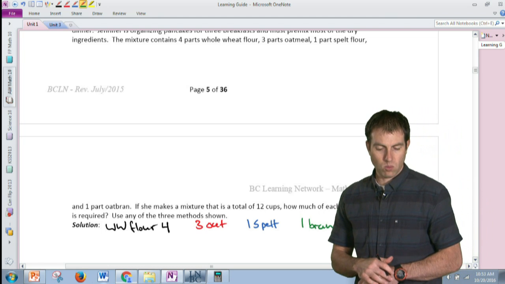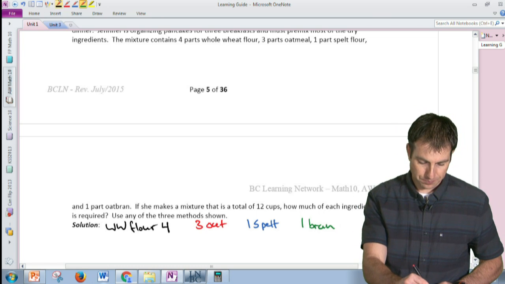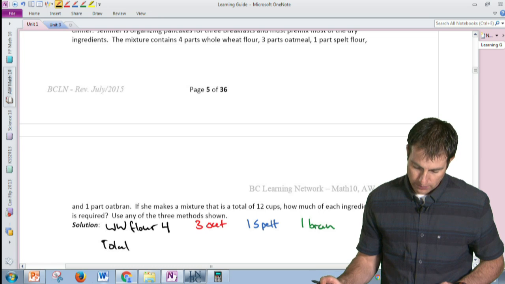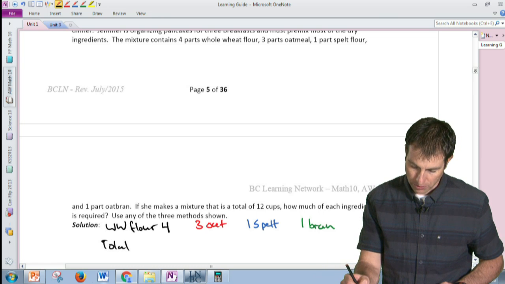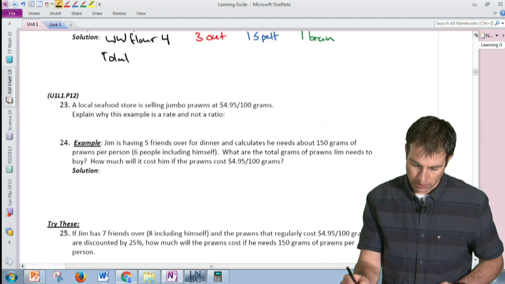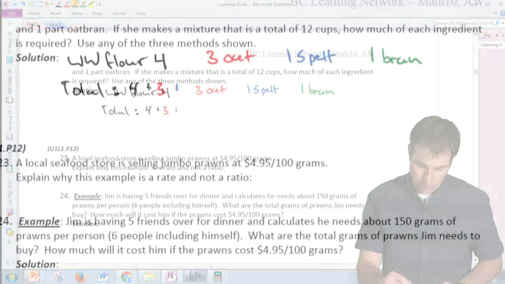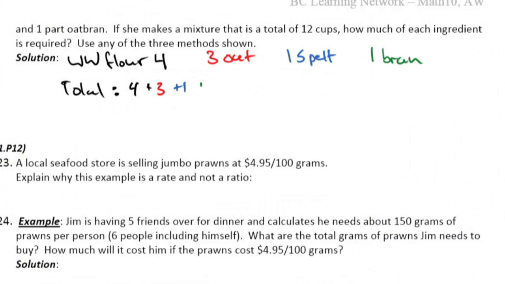So what is the total I'm dealing with here? I have 4, 3, 1, and 1. So I'm just going to add these together. So I'm going to have 4 plus 3 plus 1 plus 1. It's going to give me 9 parts. 9 parts total.